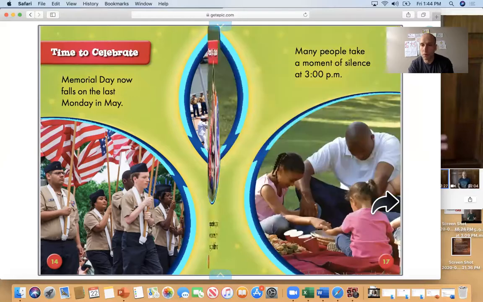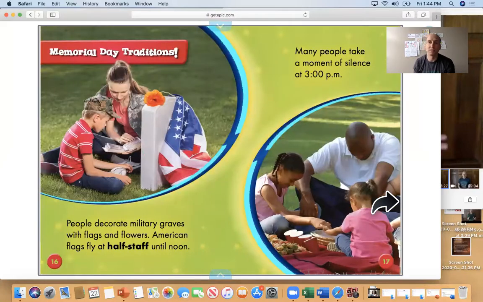So we pay respect to them as well. Now, Memorial Day traditions, boys and girls. People decorate military graves with flags and flowers. American flags fly at half-staff until noon. Many people take a moment of silence at 3 p.m.